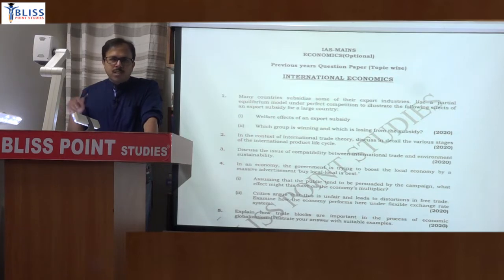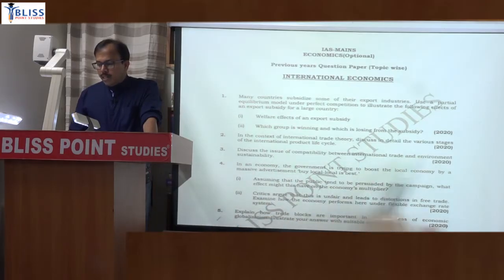So in the first class itself, you will get some idea of why we are discussing that multiplier. In an open economy, what is the value of the multiplier? In a closed economy, what is the value of the multiplier? How will that value of the multiplier change by this campaign? I think based on this class itself, you will be able to answer this part. The other question was: discuss the issue of compatibility between international trade and environmental sustainability.